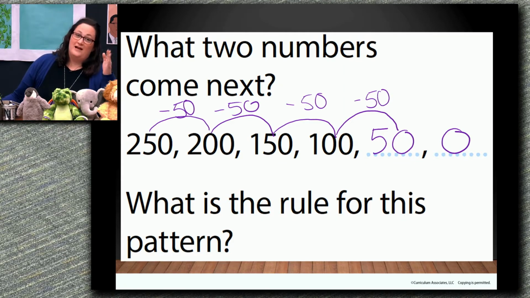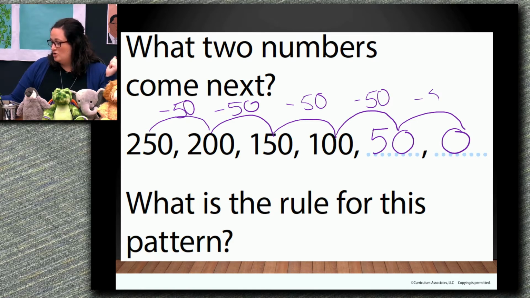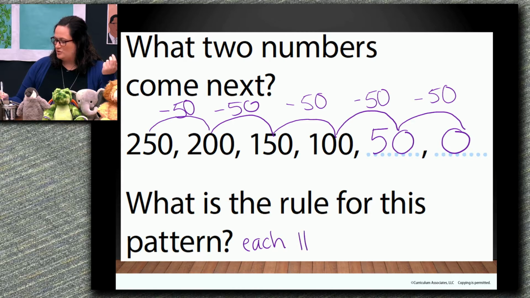Then you go to the final store. You buy your final things, and you have no money left. How much did you spend? 50. So what is our rule? What rule is this pattern following? Every subsequent number, or every next number, is 50 less. Each number, this is shorthand for number, is 50 less.